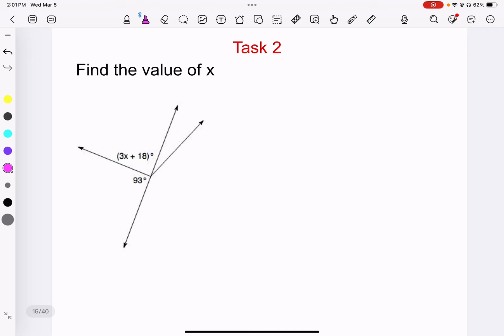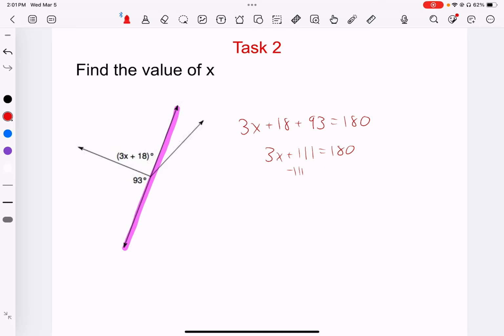Find the value of x. In this case, we notice that these two angles form a straight line, so they would be supplementary. So we can say 3x plus 18 plus 93 is equal to 180 because they form that straight line. Now I just have an equation to solve. So I'm going to start by combining my like terms. 18 plus 93 is 111 equals 180.